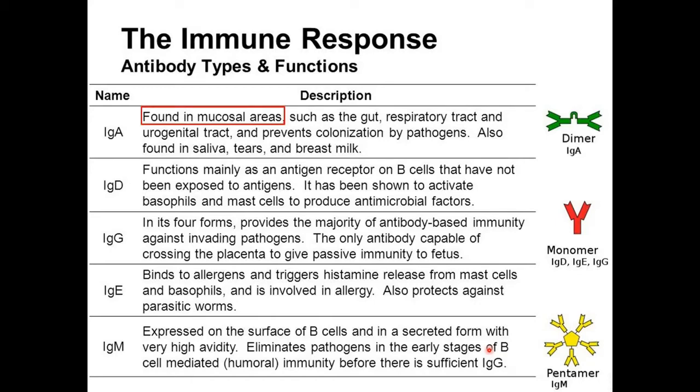IgA is found in mucosal areas, right? So you can think about places like the oral cavity, the bronchial tree, the digestive system. That is where you would find IgA most abundantly.